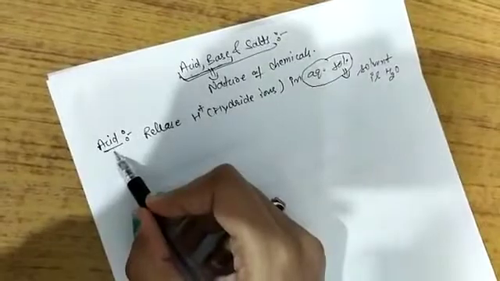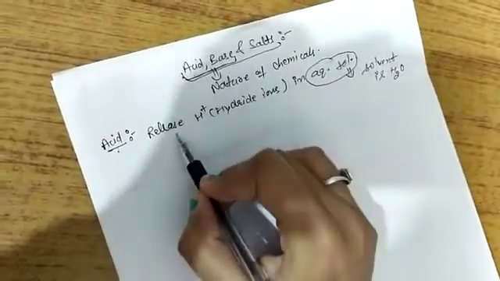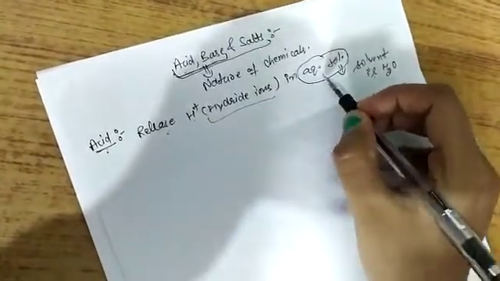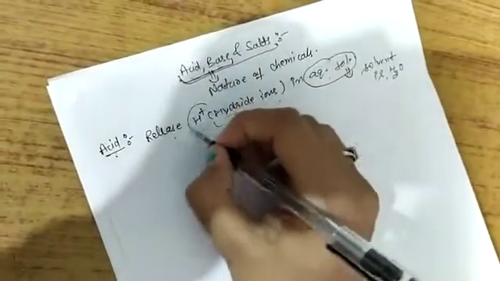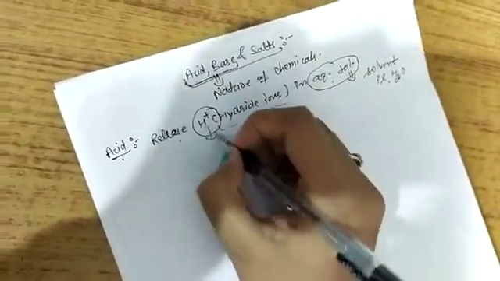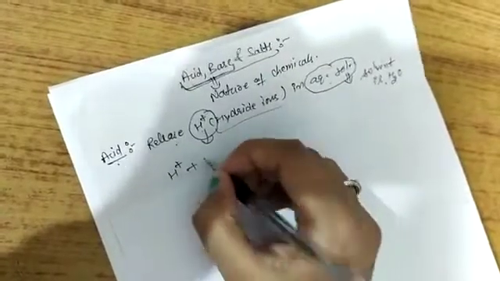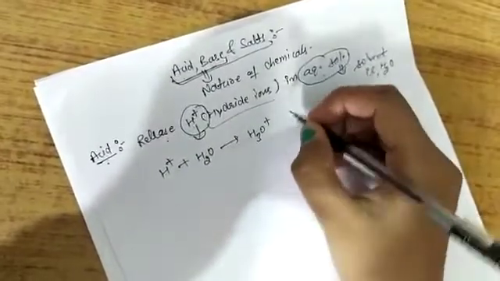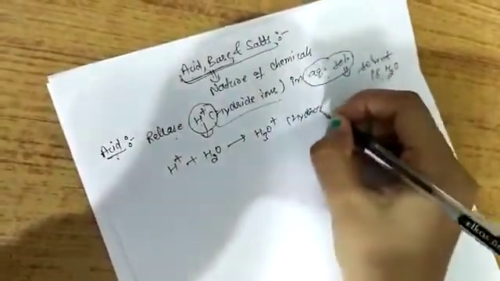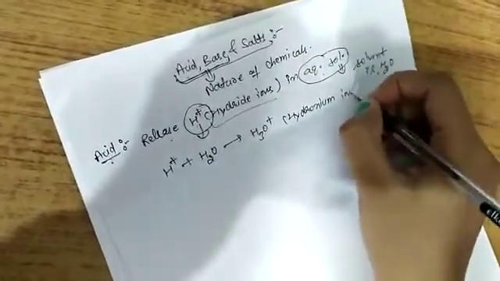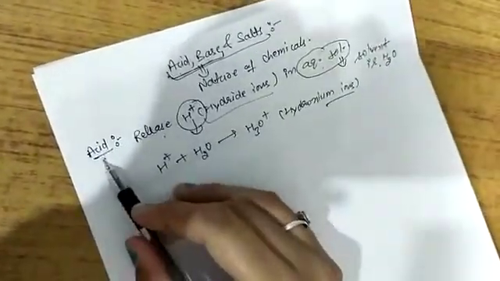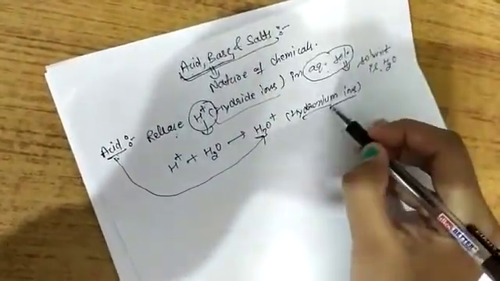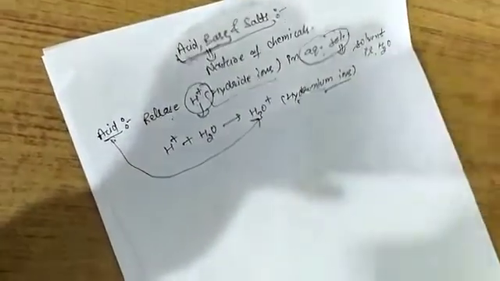So, an acid is defined as a substance which releases H positive ions, meaning hydride ions, in aqueous solution. After releasing the hydride ions, these hydride ions get combined with the water molecule and provide hydronium ions. So, an acid may also be defined as a substance which releases hydronium ions in aqueous solution.